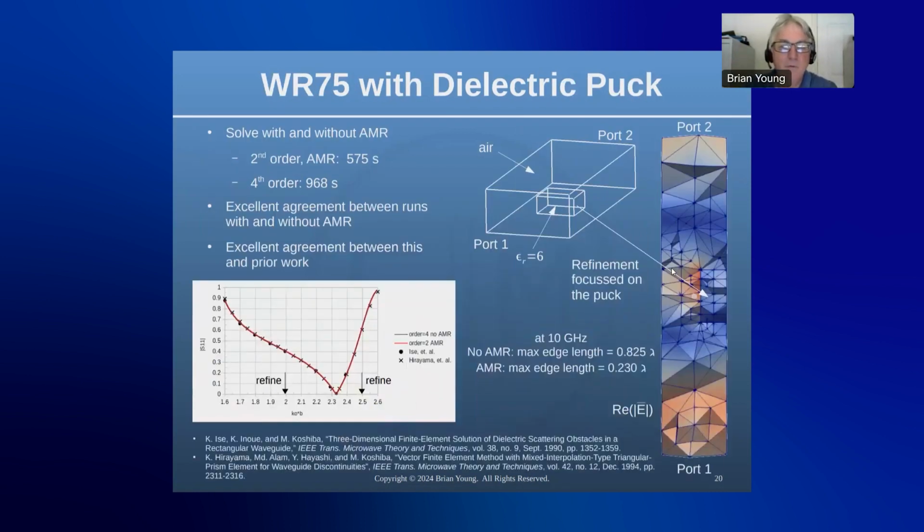Okay, so here's an example with a WR75 waveguide with a dielectric puck in the middle of it. This is solved twice, once second order with AMR, and once fourth order with no AMR. And this is the published result. The red and black lines are OpenPAREM 3D, and the dots and crosses are the published results. You can see that the result is very good, and that using adaptive mesh refinement or no adaptive mesh refinement with sufficient order can basically get you the same answer.